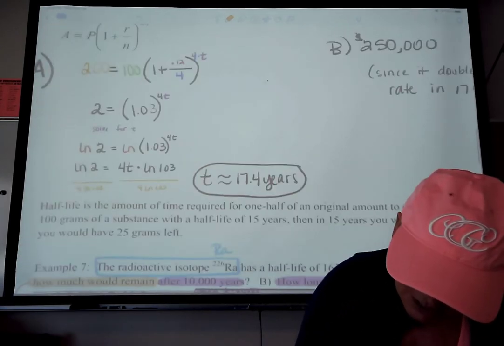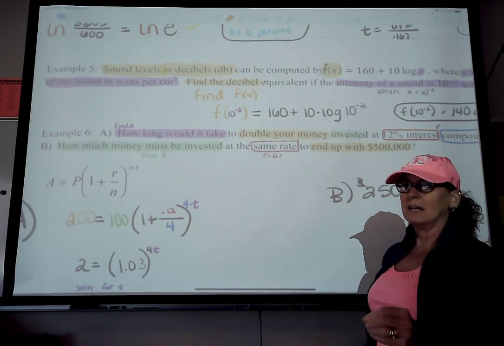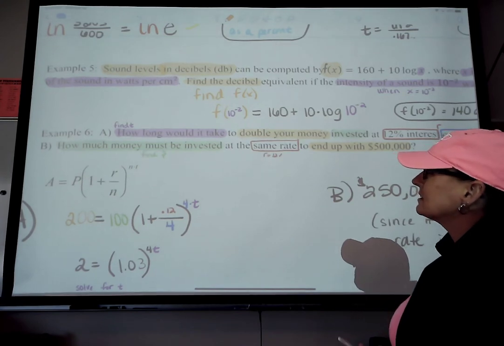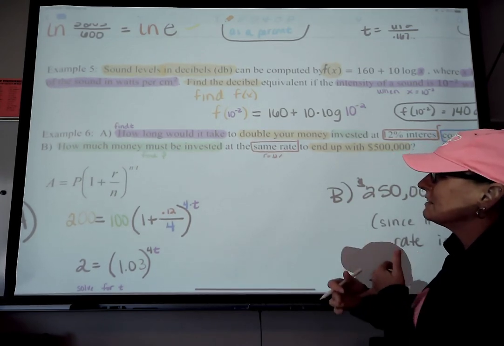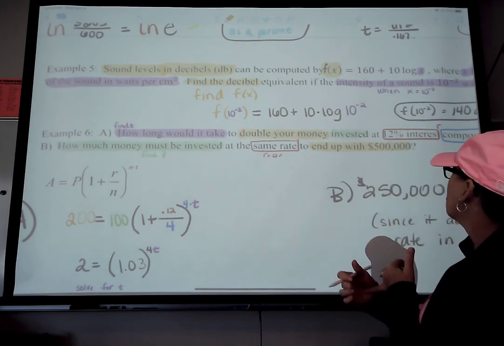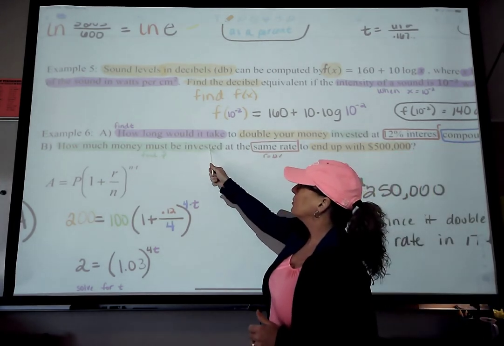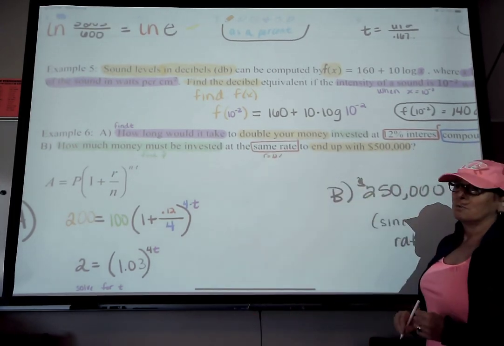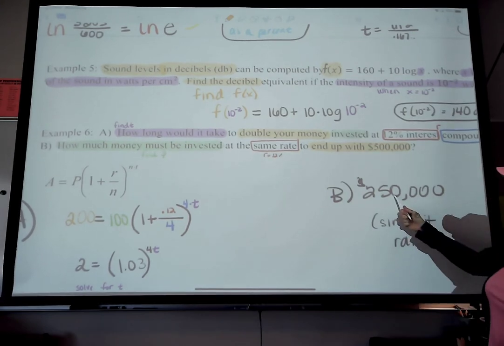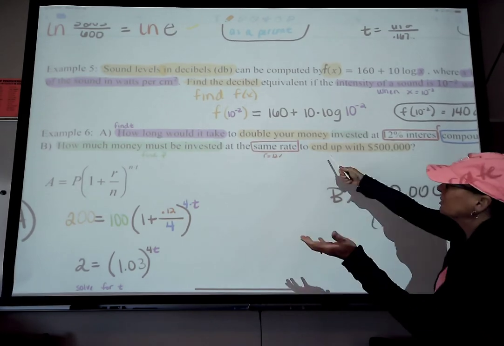Now, the next part of the question, it's not worded well. It's kind of ambiguous. So I'm not going to work it out or anything, but it's basically saying if you do the same amount of time and the same rate, how much do you need to put in to end up with 500,000? And it's kind of a trick question. You would have to put in 250,000 in order for it to double to be 500,000.